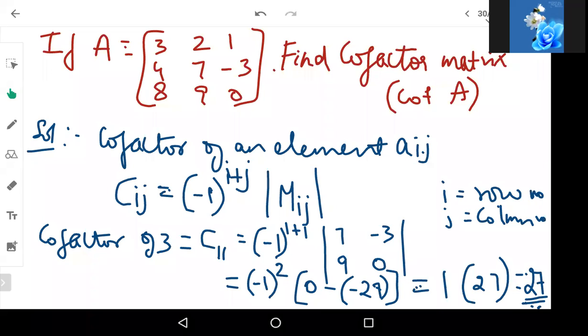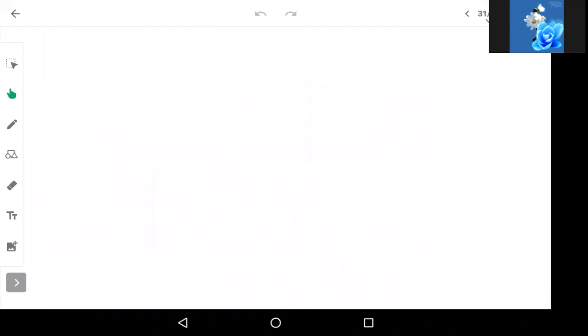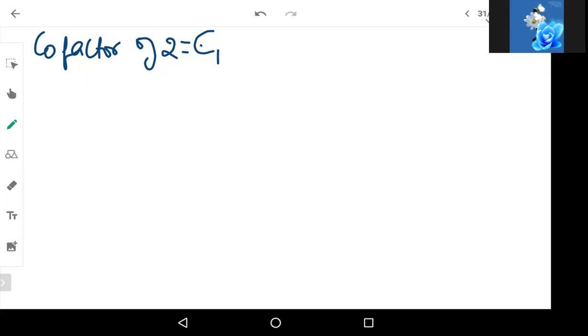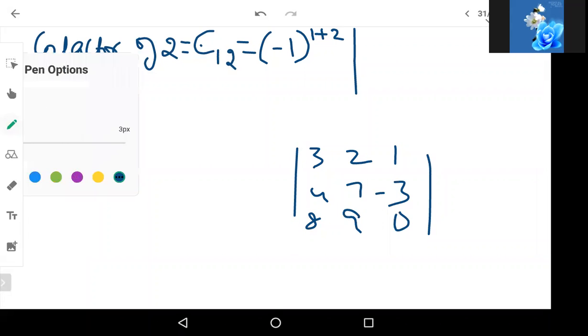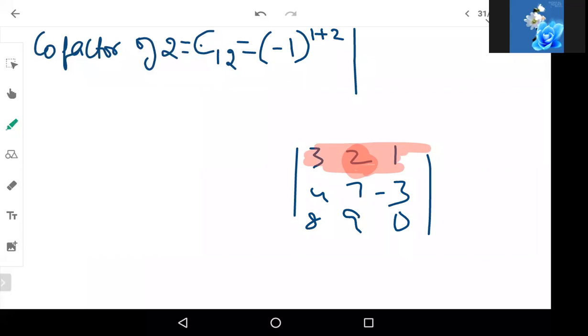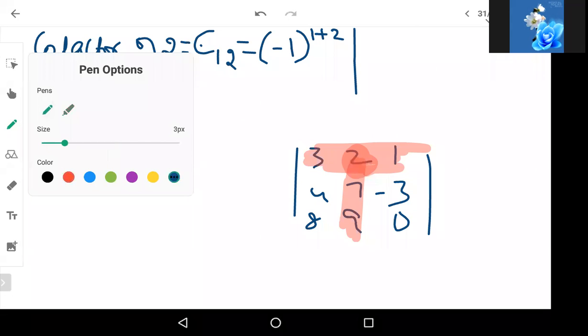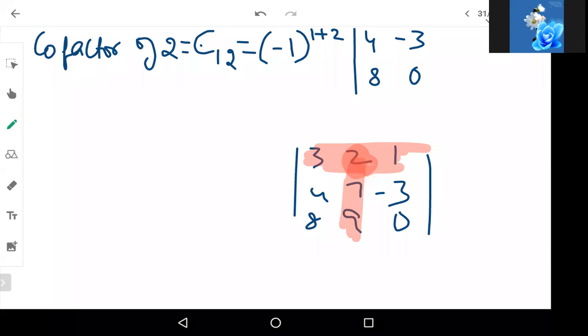Good. Now let us find the cofactor for the next element, which is 2. So C12, first row, second column, is equal to -1 to the power of first row plus second column, multiplied with the minor. What is the determinant? It is 3, 2, 1, 4, 7, -3, 8, 9, 0. Now I want to find the minor of 2, so I take away the first row, second column. So what is the minor remaining? 4, -3, 8, 0.